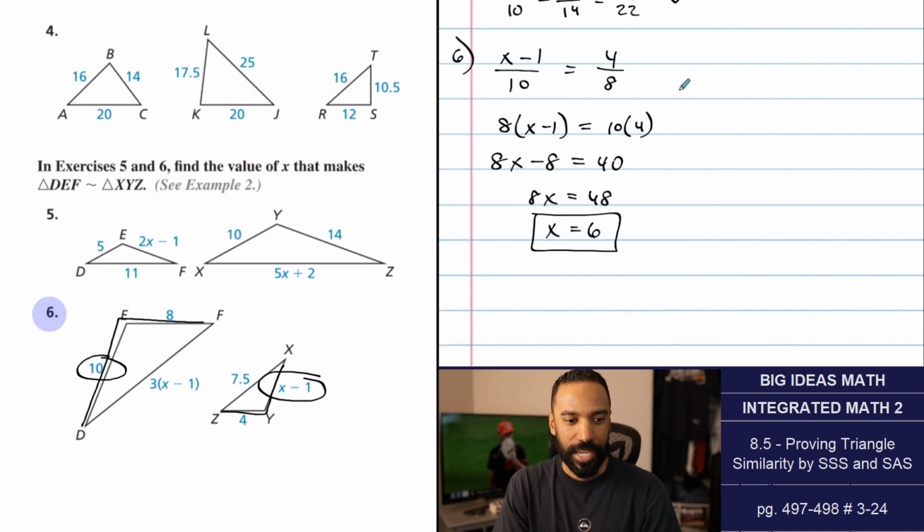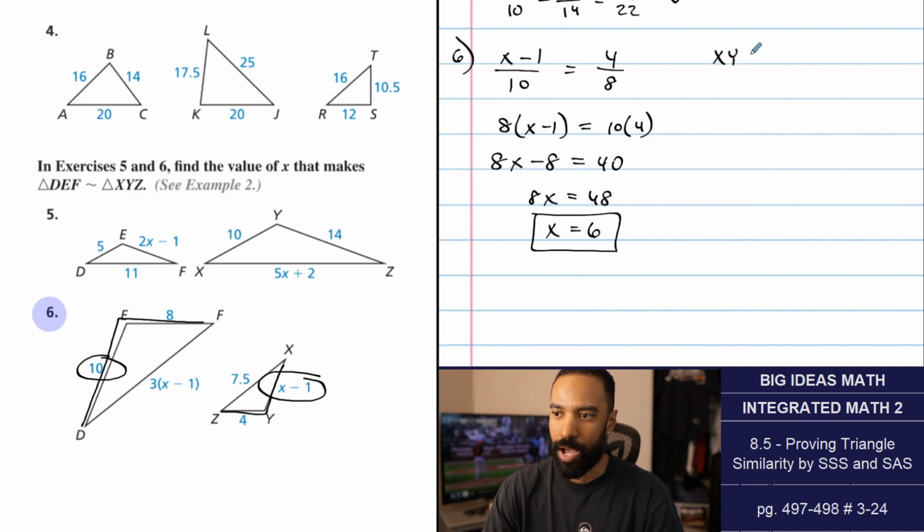I do get x equals 6, and let's go ahead and find out those lengths and see if it all worked out the way we wanted it to, especially with the DF. But let's start with XY. The length of XY is 6 minus 1, which is 5. And the length of DF is 3 times that 6 minus 1. 3 times 5 is 15.